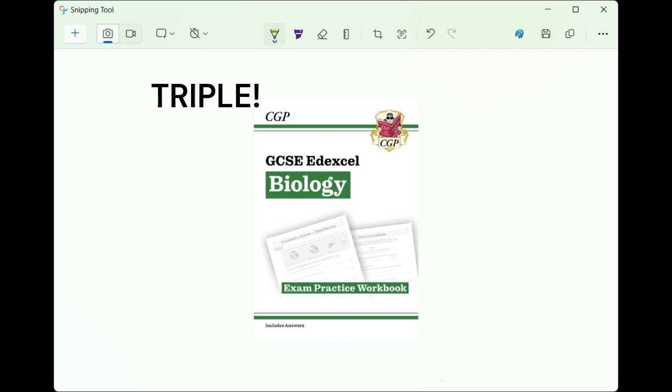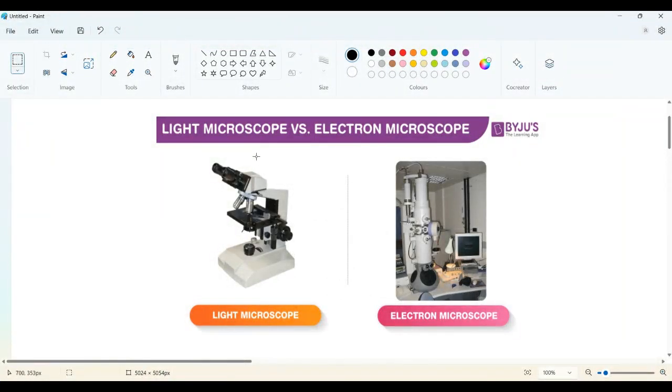So to begin with, we have our light microscope and electron microscope. The only difference that you need to worry about is that a light microscope does not have a very high resolution. Electron microscope has a high resolution, so you can zoom in a lot more with the electron microscope. But the main thing you need to know about microscopes is the actual practical on how to use them.